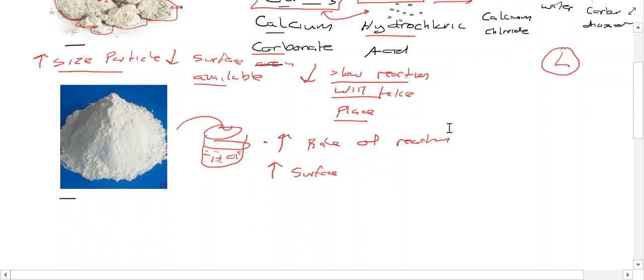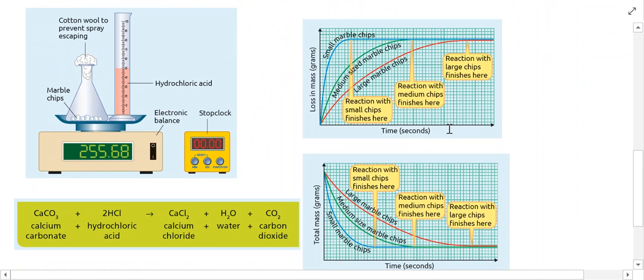Now, what you can actually do in relation to this is set up an experiment like this, which can be done in the lab, and it demonstrates this idea of particle size and how it impacts the rate of the reaction. So again, it's the same reaction. We have calcium carbonate, we react it with hydrochloric acid, and it gives us calcium chloride, water, and carbon dioxide.